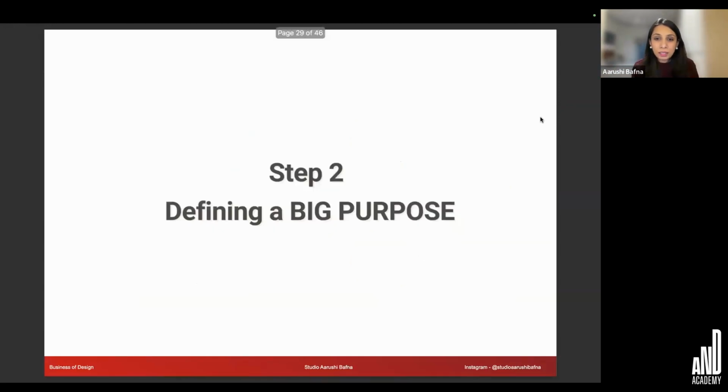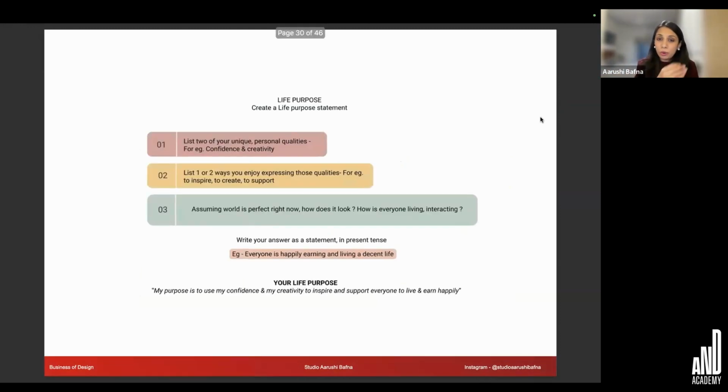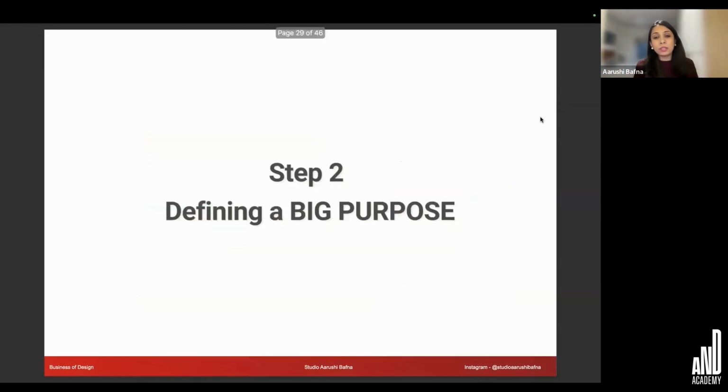Lovely. Moving ahead. Step two is defining your bigger purpose in life. Okay, now I'll tell you where people get lost. People get lost because they do design thinking it's just a career option, or they become interior designers thinking it's the easy way to go, or I just feel creative and I can design my homes.